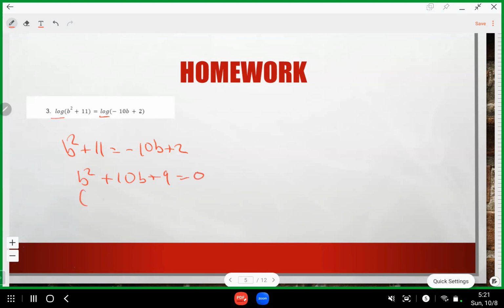And obviously you factor this, right? b plus 9, b plus 1 is equal to 0. So b obviously is equal to negative 9 and negative 1. Right. So are there any questions on this? If there are no questions, then I will begin the new material today.